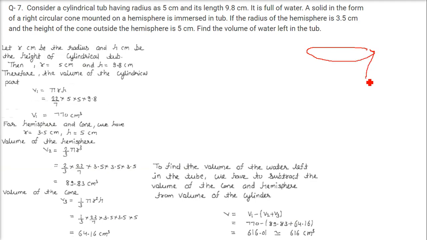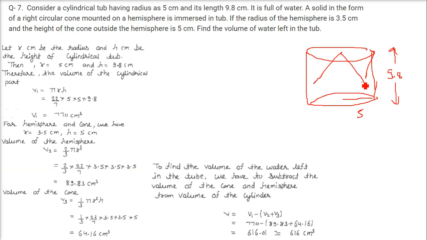So we have a cylindrical tub here, like this. This is a cylindrical tub having a radius. So this radius is 5, length is given as 9.8. A solid is in the form of a right circular cone mounted on a hemisphere. So there is like this. So it is being immersed now in the water. And the radius of the hemisphere, this radius is 3.5. And the height of the cone outside the hemisphere, which is this one, is 5. Find the volume of the water left in the tub.